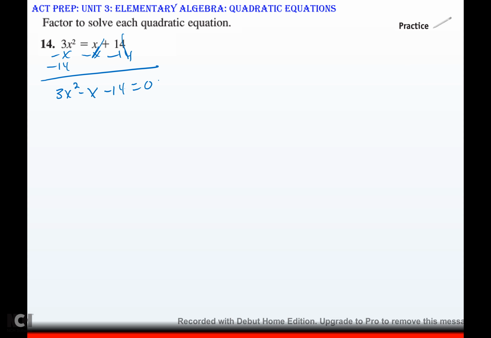Alright, so I need to do a times c. 3 times 14 is 42. Factors of 42, 1 and 42 are not going to make 1. 2 and 21 are not going to make 1. Didn't we already do this and figure out 6 and 7 make 1? We did.